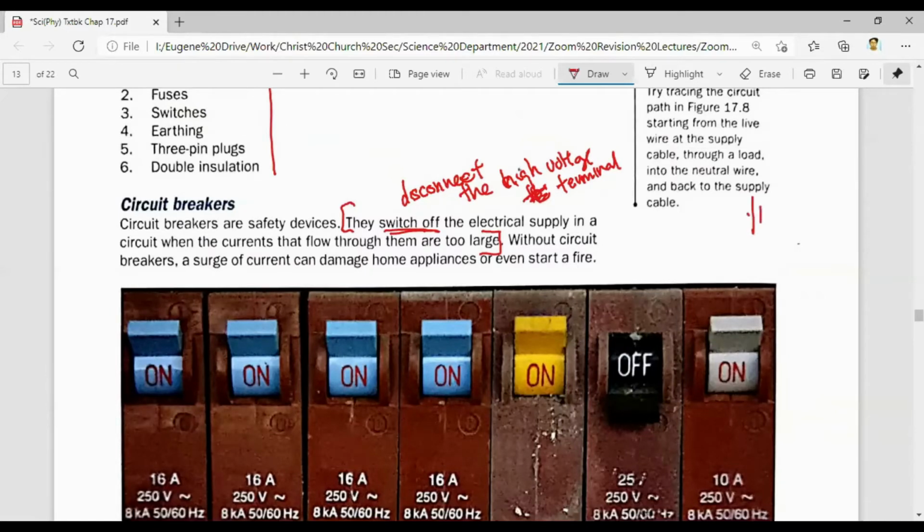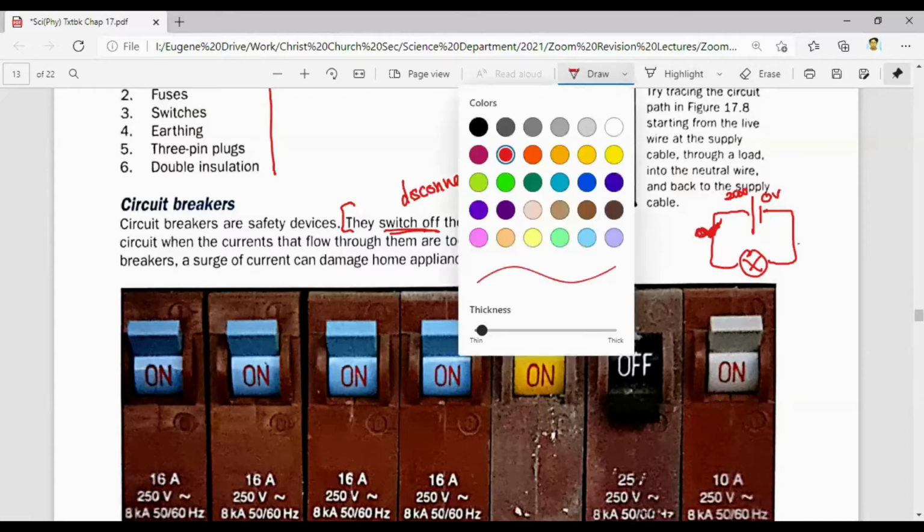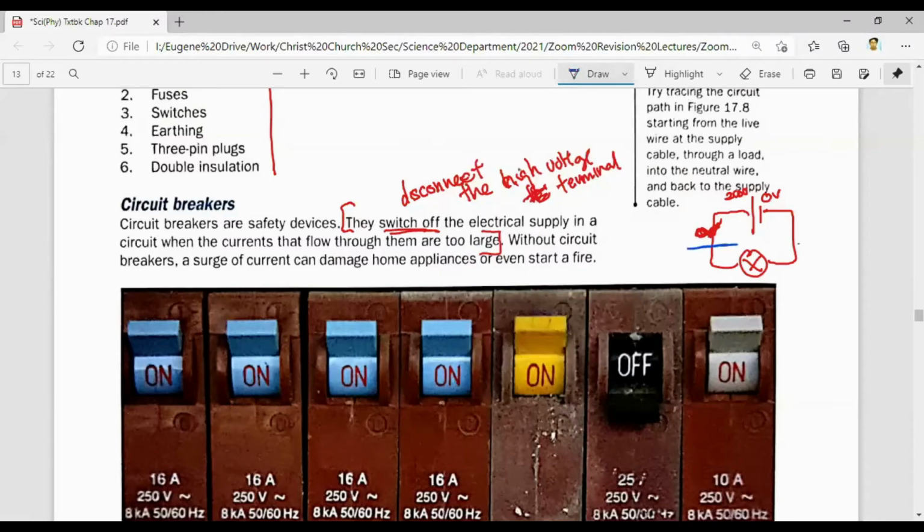So back to the typical circuit over here. Imagine this is the 240 volts, this is the 0 volts. So when too much current is flowing through this wire over here, what the circuit breaker does is it will actually disconnect. It will cause the circuit to cut off. It will open up this part here. So once it cuts off here, current cannot flow to your lamp.